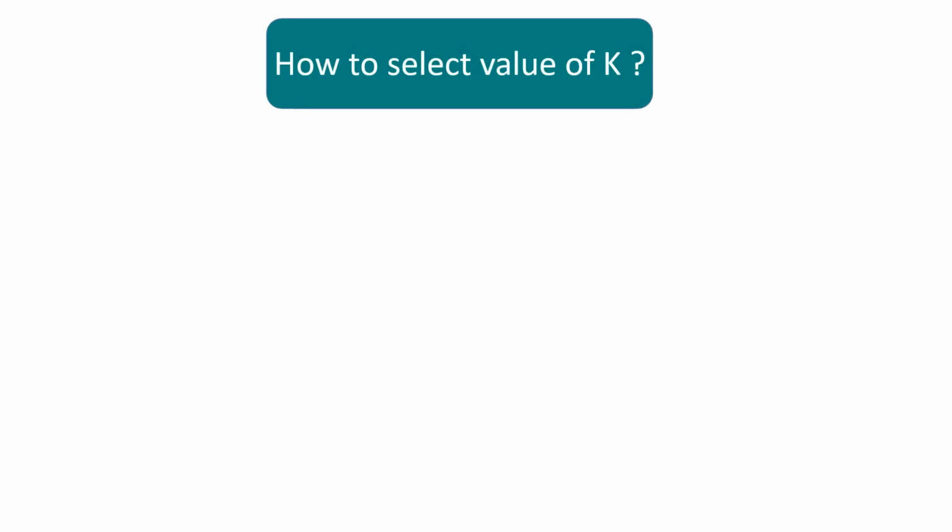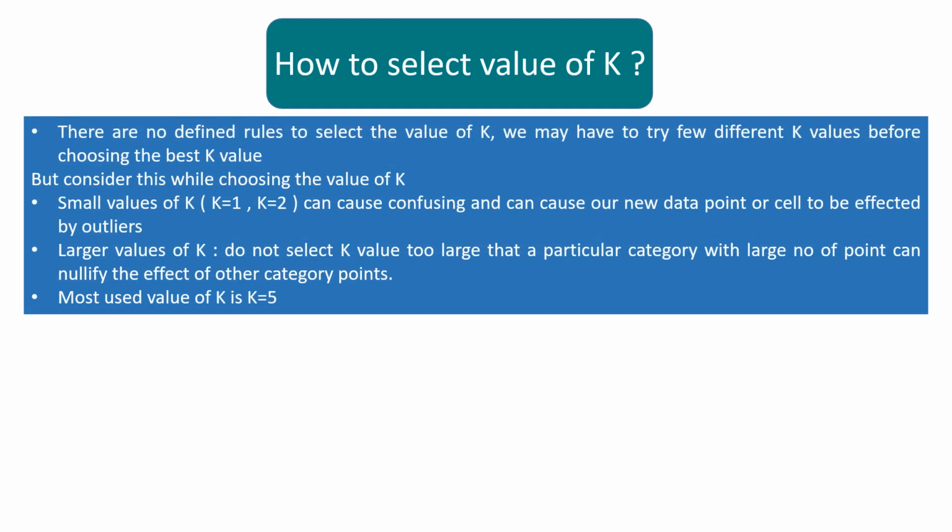So there are no defined rules to select the value of k. That is something very weird in the k nearest neighbor problem. We may have to try a few different k values before choosing the best k value. We can keep on changing the k values and get the most optimized value for the particular problem. Every problem is going to have a different k value, and no particular algorithm has been designed for selecting the k value so far. So this is all about the hit and trial method. But consider three major things while choosing the value of k.